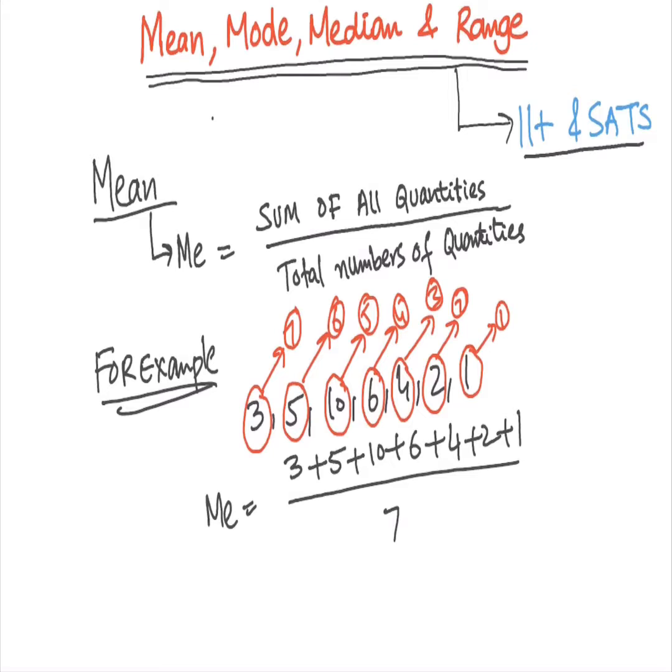So we can see 3 plus 5 is 8, 8 plus 10 is 18, plus 6 is 24, plus 4 is 28, plus 2 is 30, plus 1 is 31. So it is 31 over 7. Now we have to find the division of 31 over 7. So this is 31, this is 7. How many times does 7 go into 31? It goes 4 times. So 4 times 7 is 28. And then 31 take away 28 is 3.